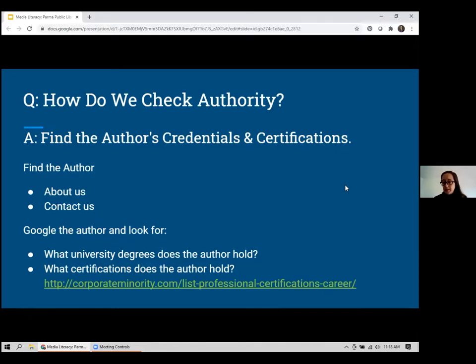And then you just Google them. You know, what credentials do they have? What certifications do they have? If they're talking about a medical disease, if they're talking about migraines, you want to see that they have some education related to migraines. Maybe they have some particular award or research that is related to that. And they're not just guessing off the top of their head, like, hey, if you eat chocolate, you'll get rid of your migraines.